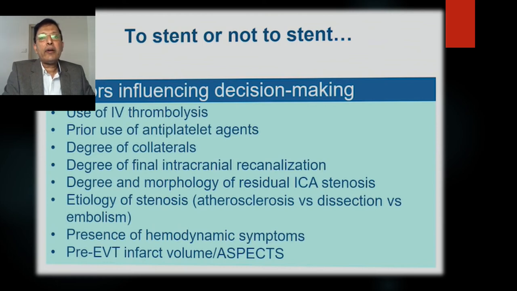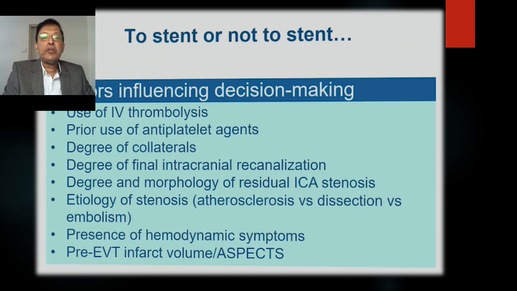The degree of collaterals. If the collaterals are good, then naturally maybe you can wait for some time and do an elective stenting. And what is the degree of final intracranial recanalization? If the intracranial recanalization is very good, a 50% stenosis of the proximal carotid artery can be left alone. Degree and morphology of the residual ICA stenosis. Suppose it's a very unstable lesion, if there is a rupture of the plaque, if there is a small dissection there, and if you wait for 5 or 10 minutes and do a repeat angiogram and it shows that it is unstable, it is occluding again, then probably you will have to stent it.